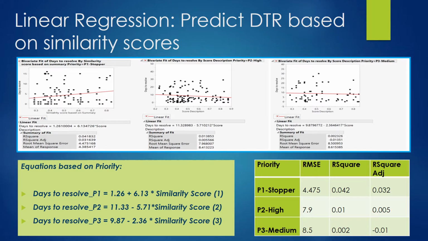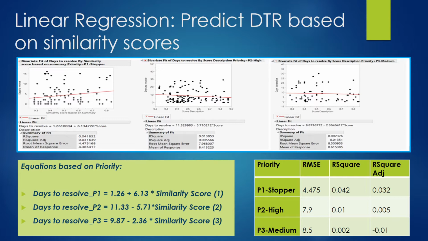In this approach, we determine correlation between days to resolve and similarity score and derive equations for predicting DTR for different defect priorities. Our research postulates that defects with closely related summaries would take similar days to resolve. We derive correlations between similarity scores and DTR of defects grouped by their priorities using linear regression technique. The idea behind grouping defects based on their priorities is to gain accurate DTR predictions for specific defect priorities.